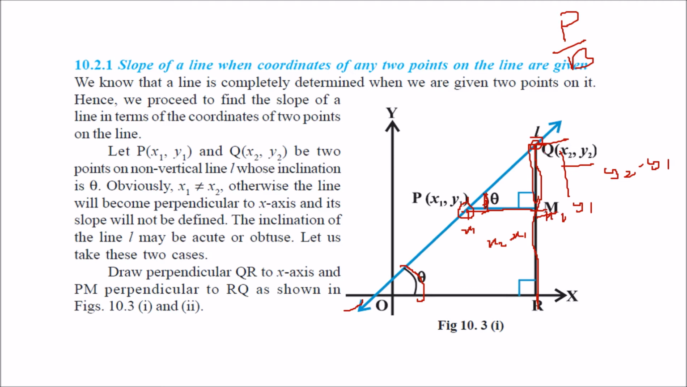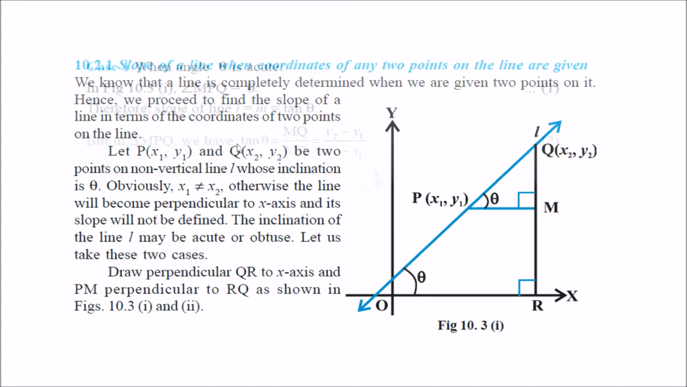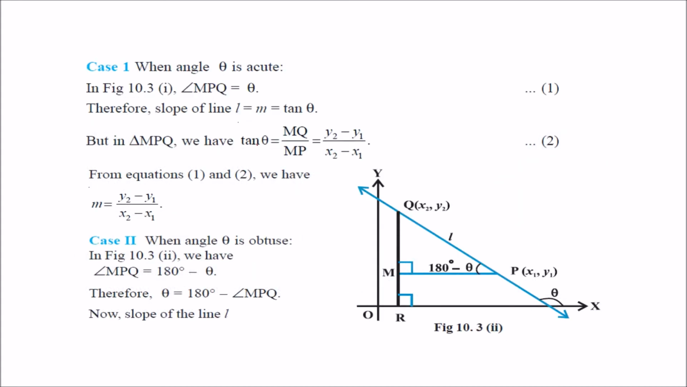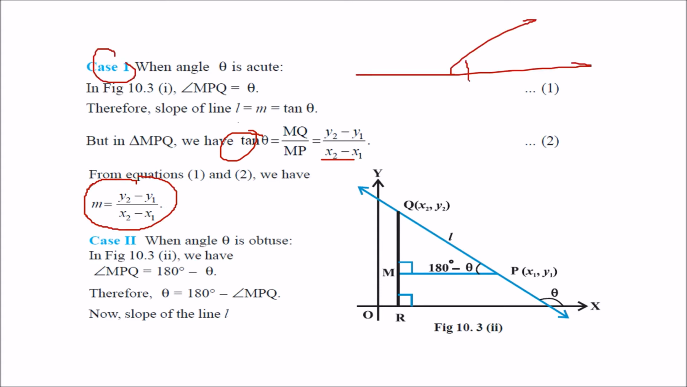This perpendicular is y2 minus y1 and this base is x2 minus x1. So y2 minus y1 by x2 minus x1 is your slope. So nothing but you have this tan theta, y2 minus y1 by x2 minus x1. This is going to be your slope. But this is case 1 when you have an acute angle, that is, it is less than 90 degrees.